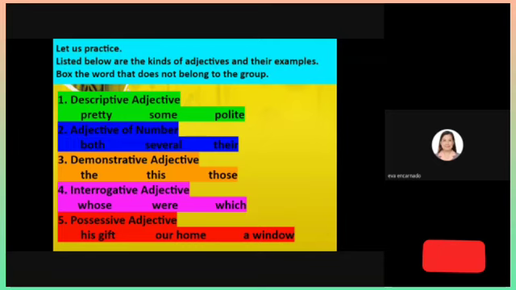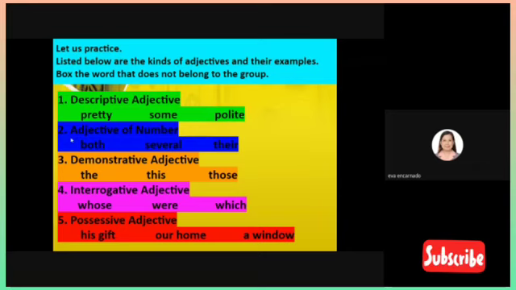Okay? Copy and answer. Halimbawa, number 1, descriptive adjective. Sabi dito, box the word that does not belong to the group. Si pretty ba is an example of descriptive adjective? Yung samba is an example of descriptive adjective? Yung polite ba is an example of descriptive adjective? So kapag sa tingin nyo, kung ano dyan ang sagot, ang hindi kasali sa tatlo, i-box nyo.